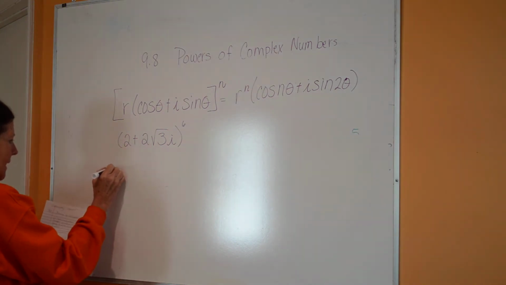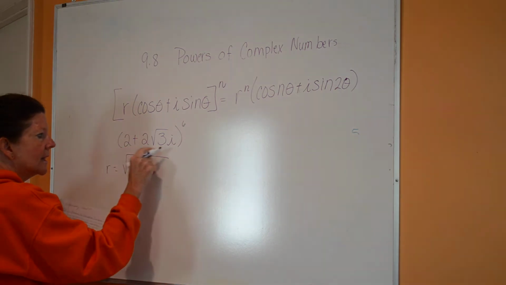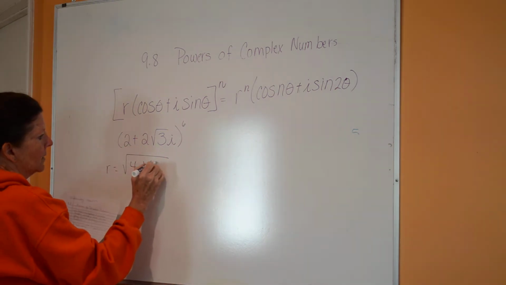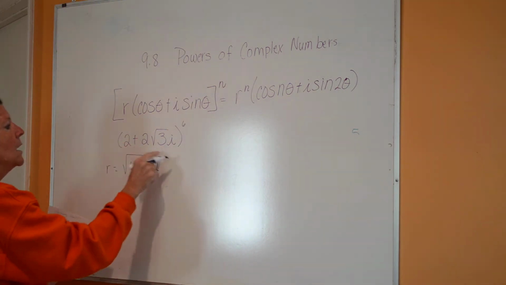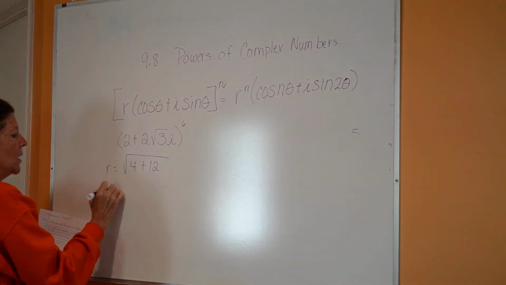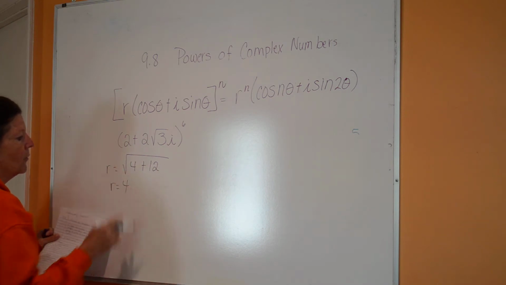Remember, r is going to equal the square root of this squared plus this squared, which is going to give me a 12 here, because the square root of 3 squared is 3, and 3 times 4 is 12. So r is going to equal the square root of 16, or 4.